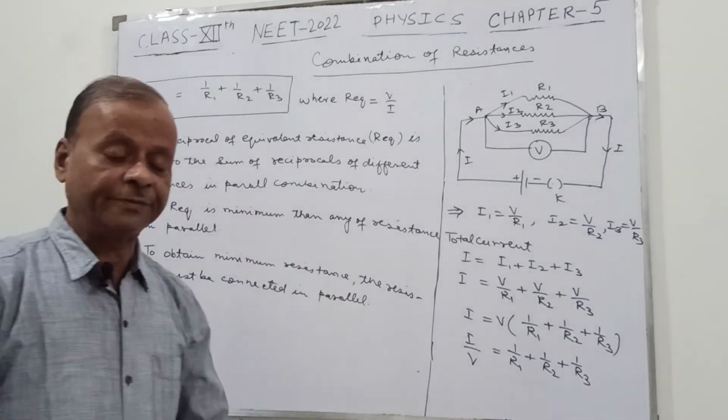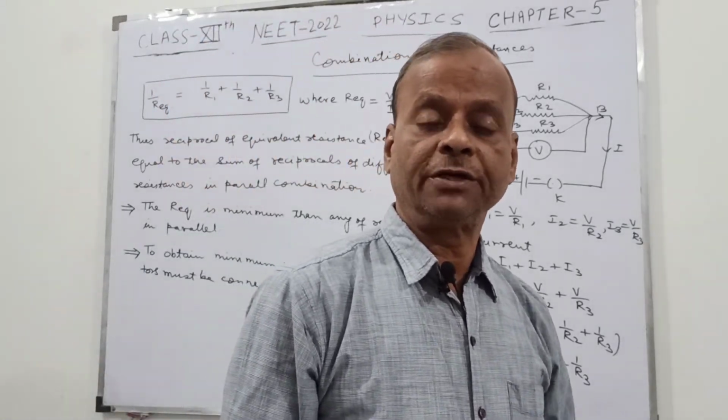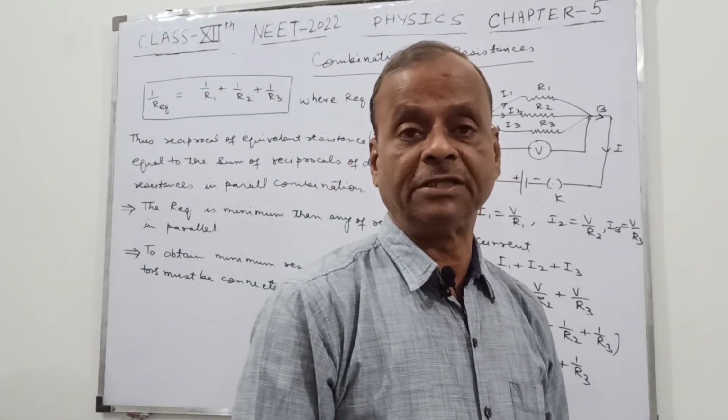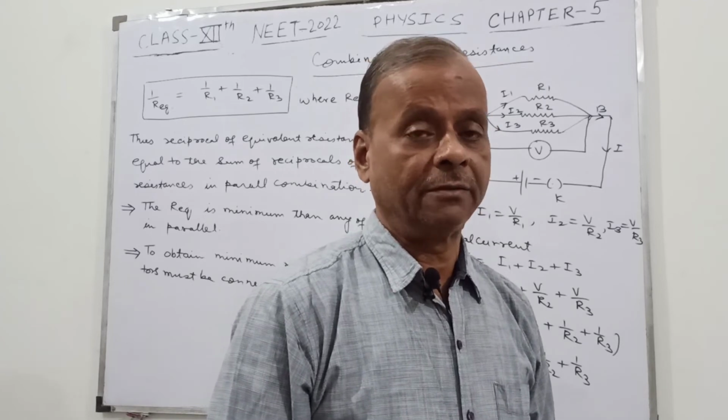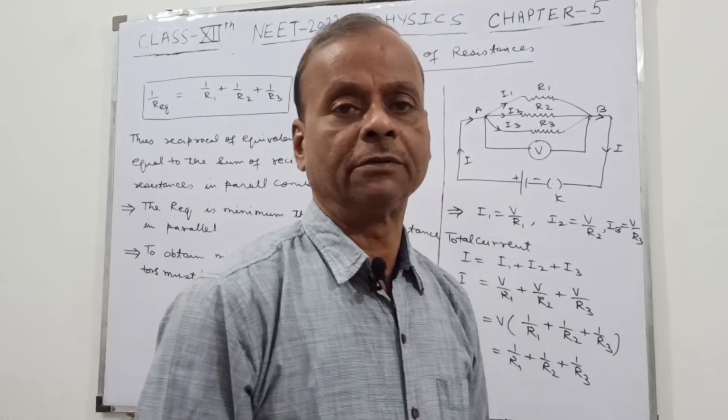If suppose we are having different bulbs which are connected in parallel, then you can have that the bulb with the higher power will glow brighter than the low power bulb.